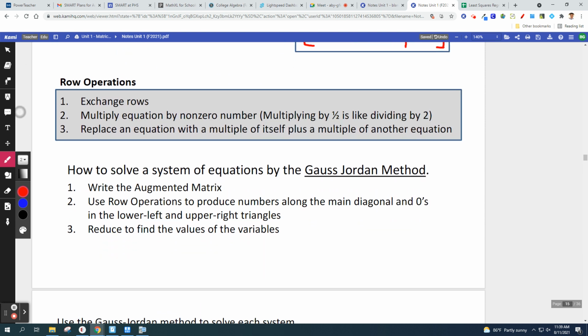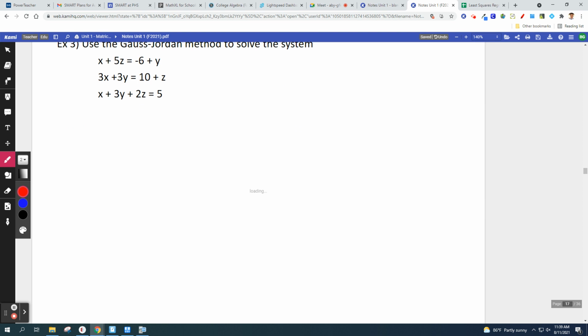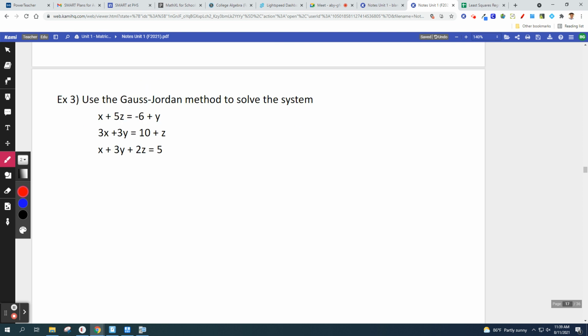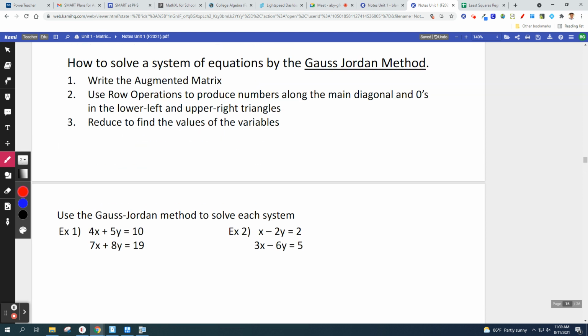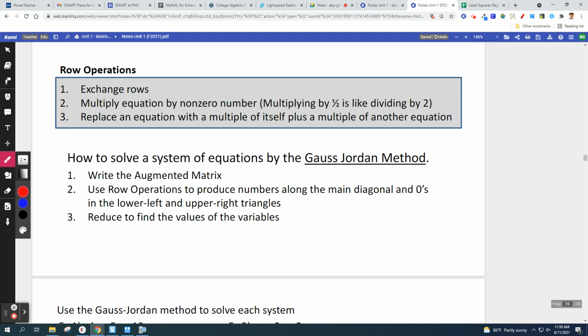You should recognize the row operations because it's the same thing as echelon method. It's the exact same thing, the exact same process. Exchange rows, multiply by a non-zero number, replace an equation with a multiple of itself. If you replace an equation with a multiple of itself, that's where we're doing like row 2 minus 3 row 1s. That's what I'm talking about. So those are the main row operations there.